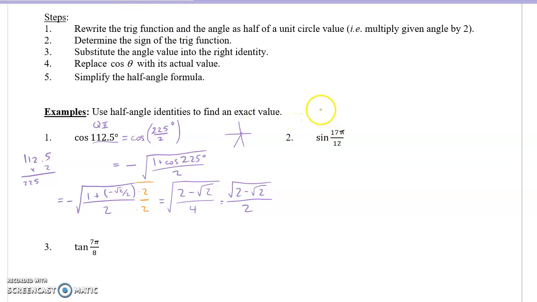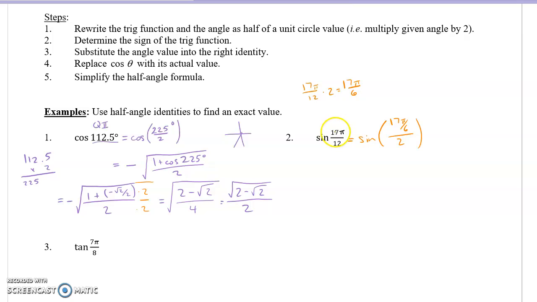For this one, let's take a look at multiplying 17 pi over 12 times 2. That's going to give us 17 pi over 6. Okay, so this is the same thing as taking the sine of 17 pi over 6 divided by 2, right? We get that 17 pi over 6 by doubling the given angle. So we're going to take the sine of half of this angle. That's why it's the half angle identity.